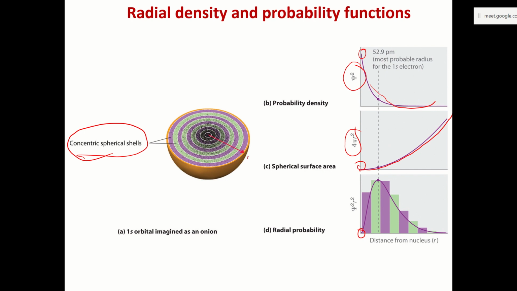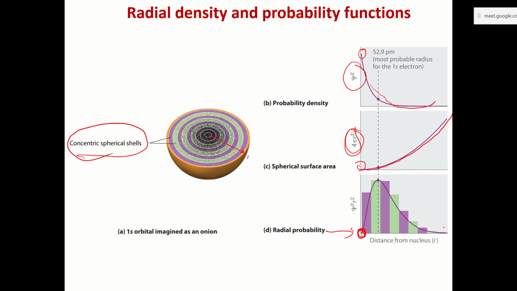पहला जो मल्टीप्लिकेशन हुआ उसमें क्या है, at the nucleus the electron density is maximum, but the volume term 4 pi r square term is 0. So multiplication shows 0. So the radial probability term is 0 at the nucleus, not because the electron density is 0, but because the volume element is 0. The volume of the thin shell is 0. Okay.